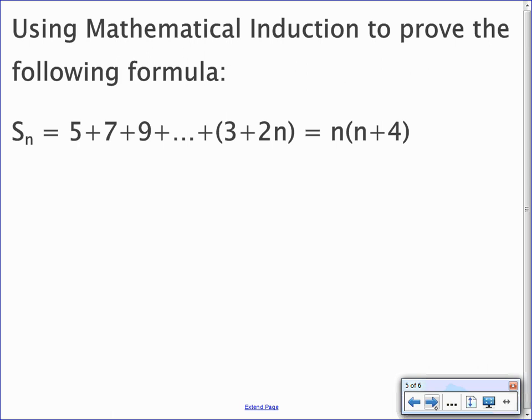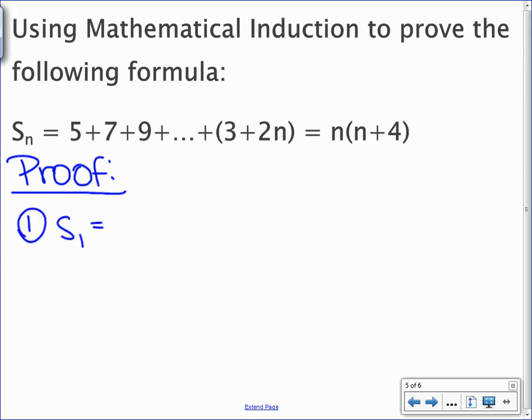We are basically adding up the series, or adding up the sequence of 3 plus 2k. Right? So, our proof. So the first thing, S of 1. What's the first term in our sequence? 5. Does that equal, when I plug in 1, 1 times 1 plus 4? Okay, 5 equals 5. Good start.